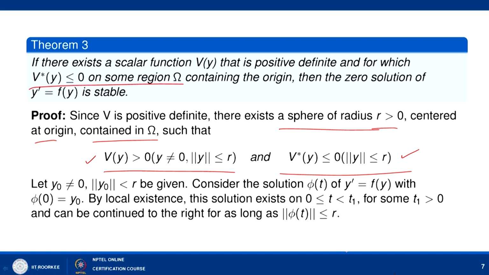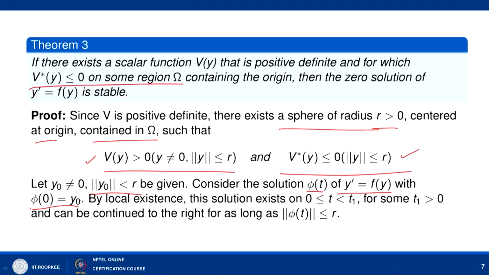Now, let us take one initial point, say y naught, which is non-zero and inside your sphere of radius r. So, it means that norm of y naught is less than r. Now, we find one solution phi(t) of y' = f(y) with phi(0) = y naught. So, let us consider a solution of the initial value problem, that is y' = f(y) with the condition that phi(0) = y naught.